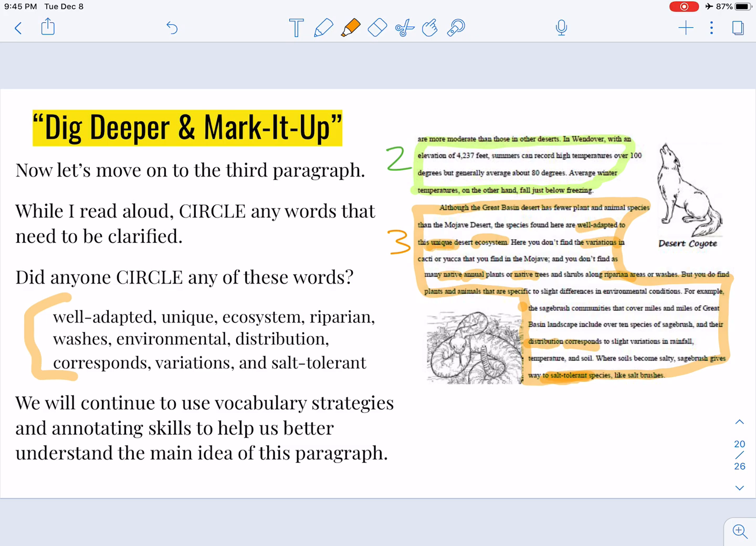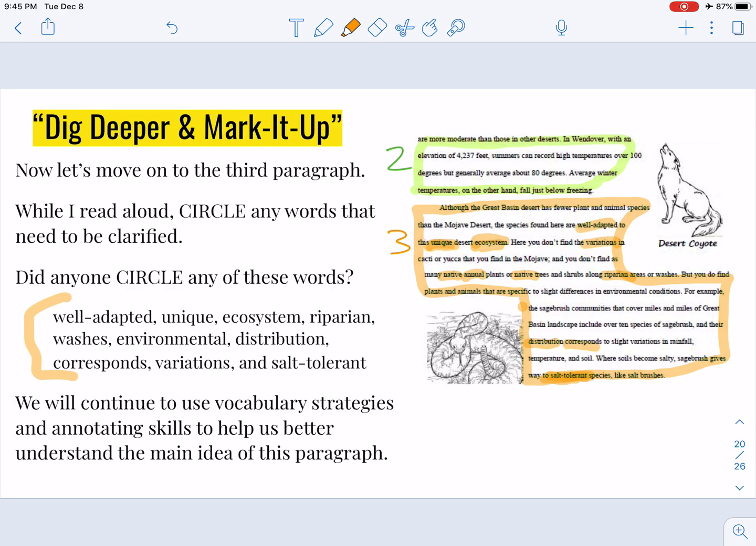We talked about this word, unique, the other day. Unique means that something is special, kind of one of a kind. It is not seen everywhere. An ecosystem is an environment. It is a kind of place where different things live. We have variations. Those are where we have different kinds of changes or different kinds of things. A variation is where something has different kinds of things to it.